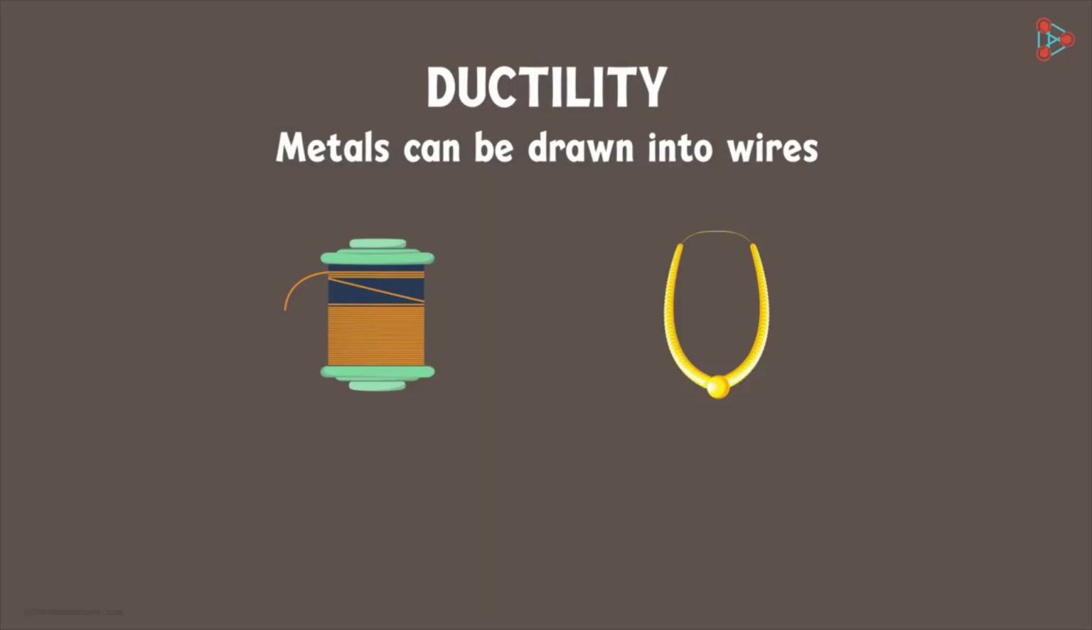There is an amazing fact I want you to know. A single gram of gold can be drawn into a 2-kilometer long wire. Isn't that amazing? Well, there are some more interesting properties of metals which we will learn in our next lesson.